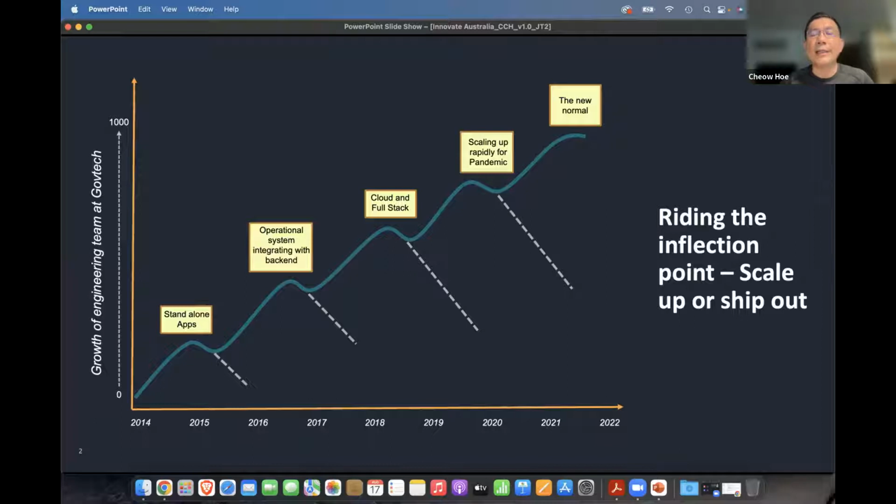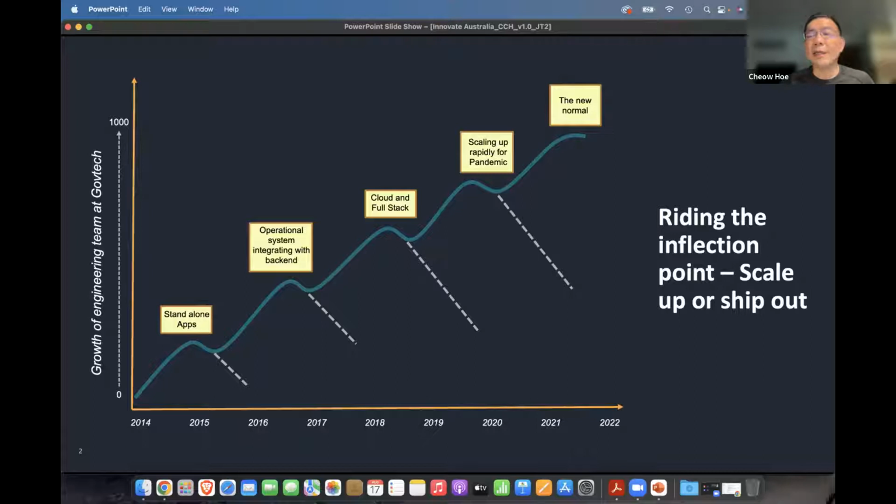Then come 2018 and 19, we were pushing the agenda to move to cloud and a full stack. And that was really, really tough. Why? Because as far as governments are concerned, at that time, by 17, 18, everybody talks about cloud, but the reality is that the policy doesn't allow us to use cloud. But we managed to push that through and actually move on to the commercial cloud. And I'll talk a little bit about that later on. And that was another big achievement that we did.